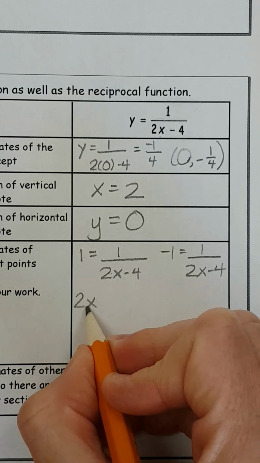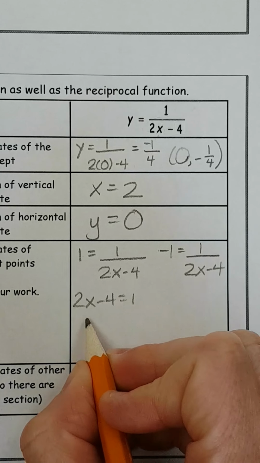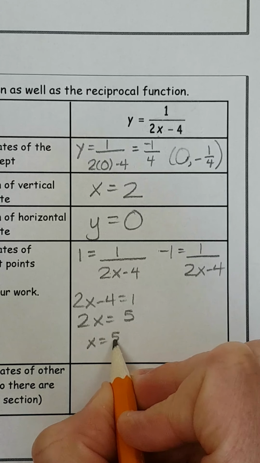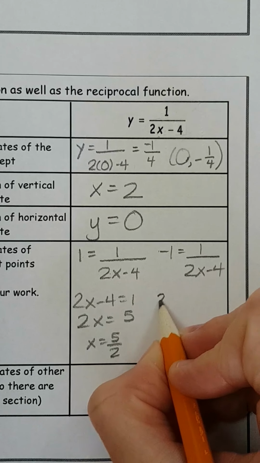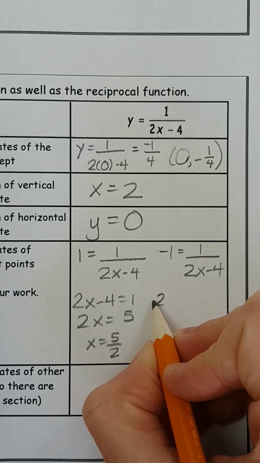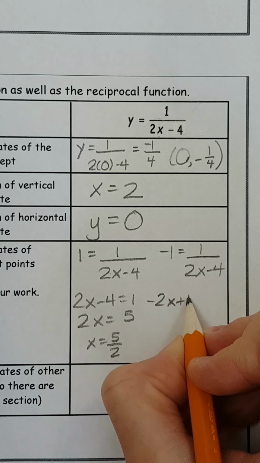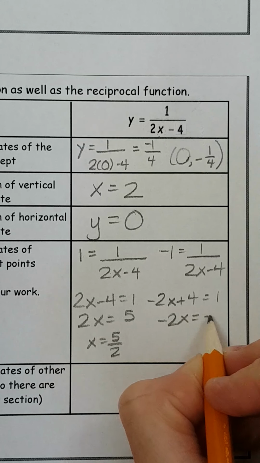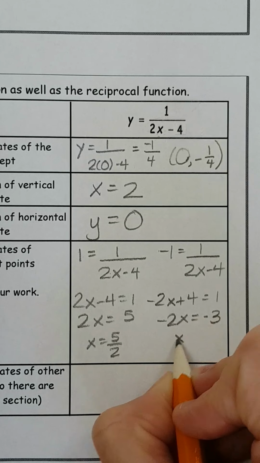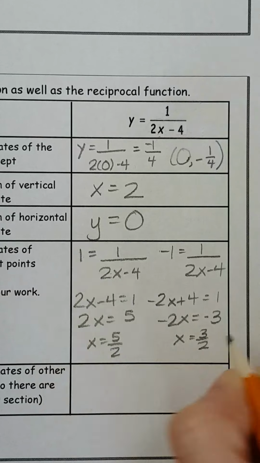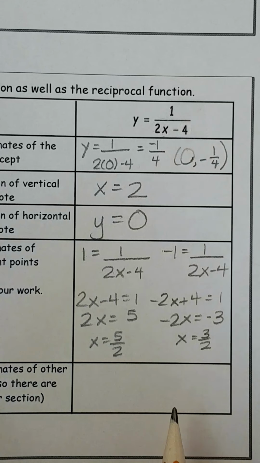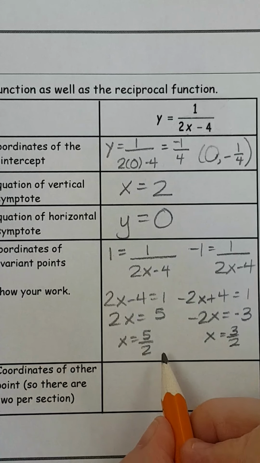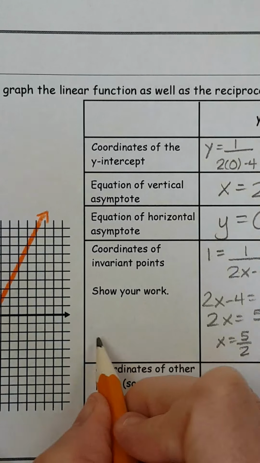So 2x minus 4 equals 1, 2x equals 5, x equals 2.5. What do we got here? Negative 2x plus 4 equals 1. So negative 2x equals negative 3, and x equals 3 over 2. Kind of running out of room here. So let's see. Yeah, I'm going to just tuck them right here.